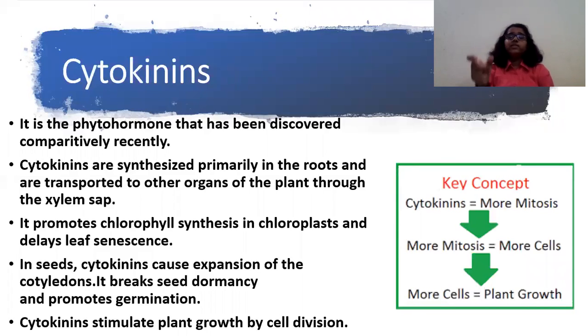This phenomenon of cell division by cytokinins is what differentiates the cytokinins from the auxins and gibberellins, because auxins and gibberellins stimulate growth by cell elongation. Here it is cell division. So this is one of the important functions of cytokinins.